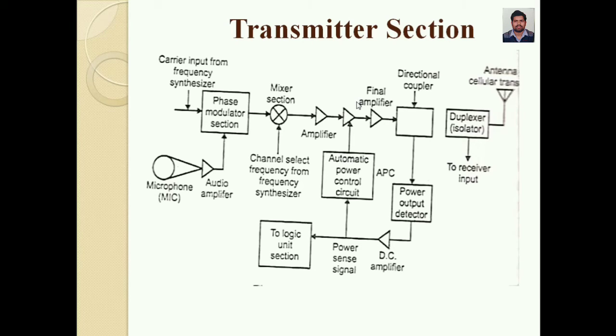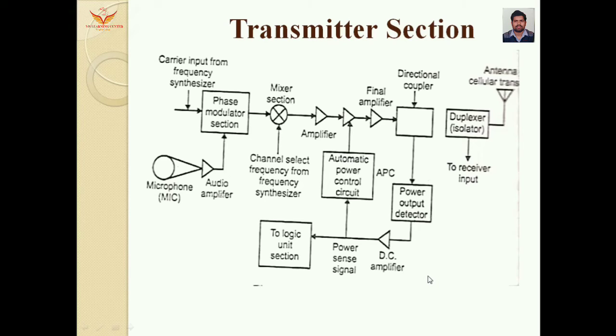Then the automatic power control circuit controls the output power of the transmitter automatically with the help of the power output detector and DC amplifier. So using these two blocks, the power output detector and DC amplifier, the automatic power control circuit controls the power automatically and it is given to the logic section or logic unit.